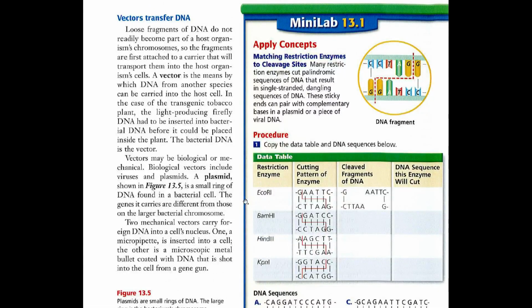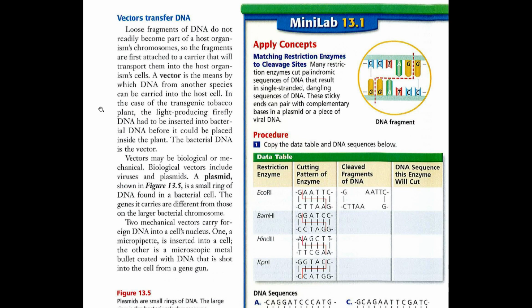Now, in order to put that foreign DNA into a host DNA, we have to use what's called a vector. A vector is the means by which DNA from another species can be carried into the host cell. So we've got to attach our little free-floating pieces of information to the carrier, or the vector, in order to get into the other organism. There's biological ways to do this, but there's also mechanical ways to do this.